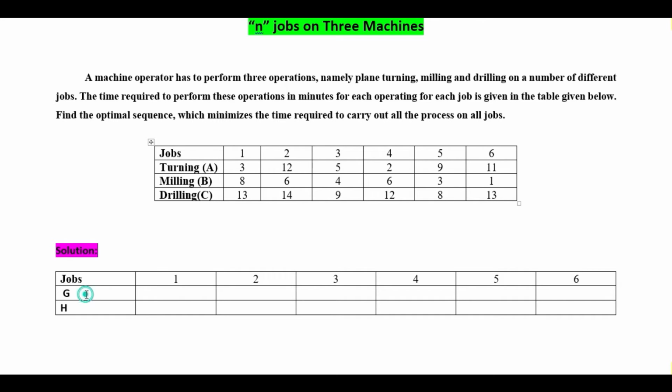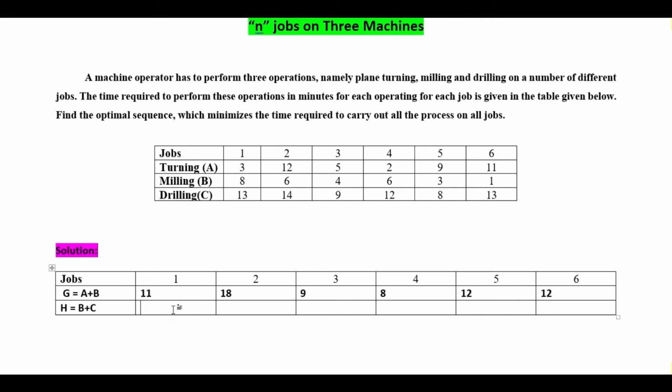So G equals A plus B and H equals B plus C. A simple arithmetic operation. For each job I'm going to add A and B and C. For G, add 3 plus 8, so this becomes 11. For the second job, A plus B equals 18. For the third job, A plus B equals 9. For the fourth job 8, for the fifth job 12, for the sixth job 12.